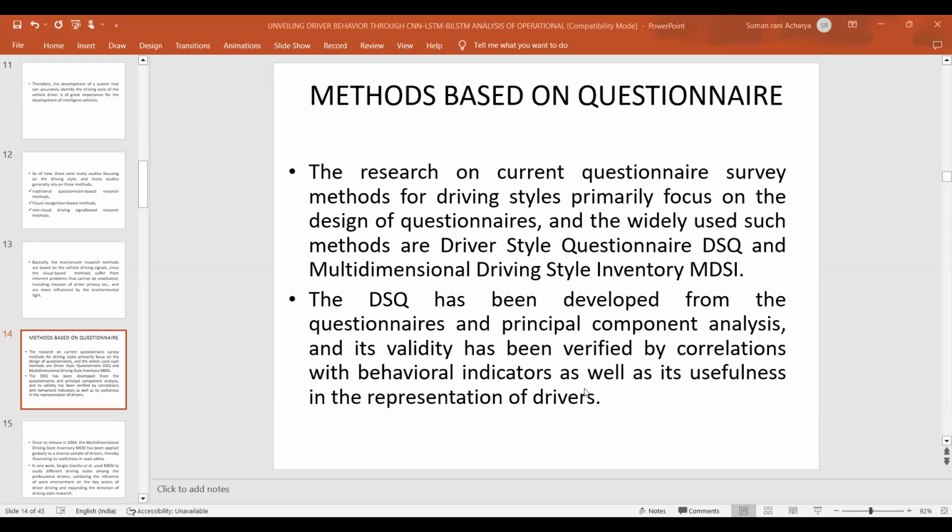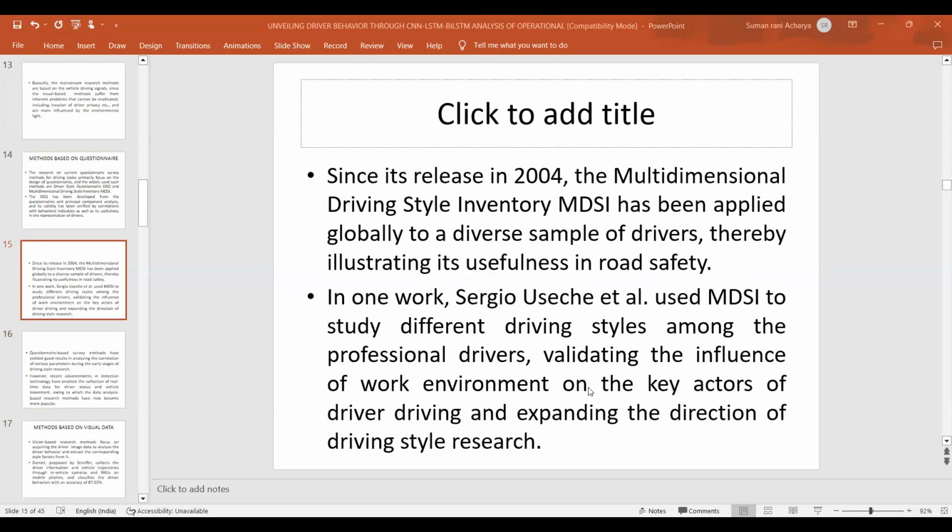Research on current questionnaire survey methods for driving style primarily focuses on the design of the questionnaires, and the widely used ones are the driver style questionnaire and the multidimensional driving style inventory. The driver style questionnaire has been developed from questionnaires and principal component analysis, and its validity has been verified by correlations with behavioral indicators as well as its usefulness in representing drivers. Since its release in 2004, the multidimensional driving style inventory has been applied globally to diagnose driver styles, thereby illustrating its usefulness in road safety.